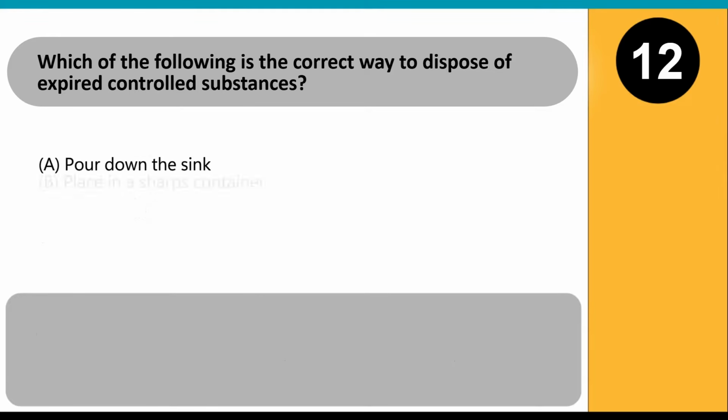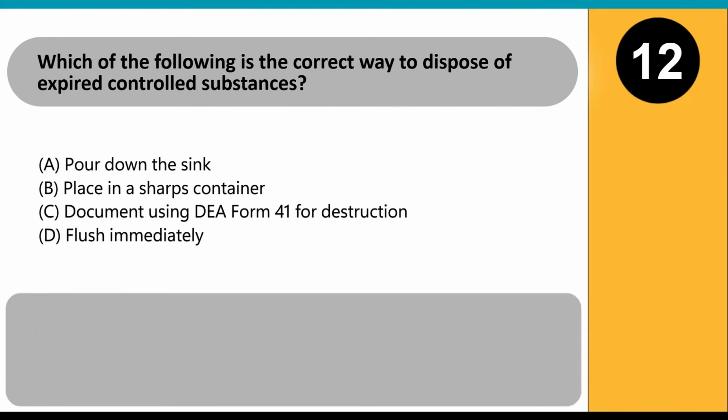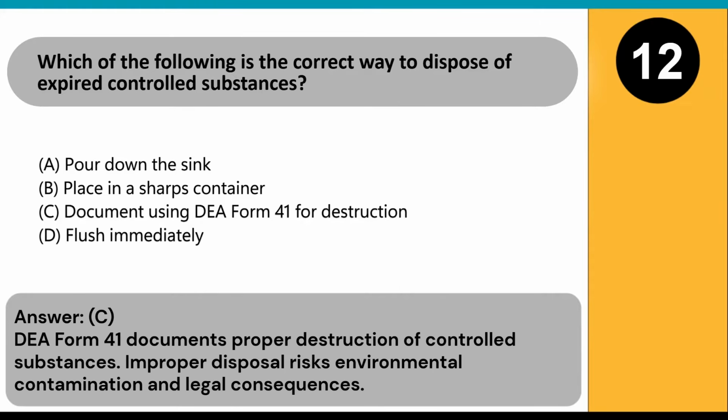Which of the following is the correct way to dispose of expired controlled substances? A. Pour down the sink. B. Place in a sharps container. C. Document using DEA Form 41 for destruction. D. Flush immediately. Answer, C. DEA Form 41 documents proper destruction of controlled substances. Improper disposal risks environmental contamination and legal consequences.